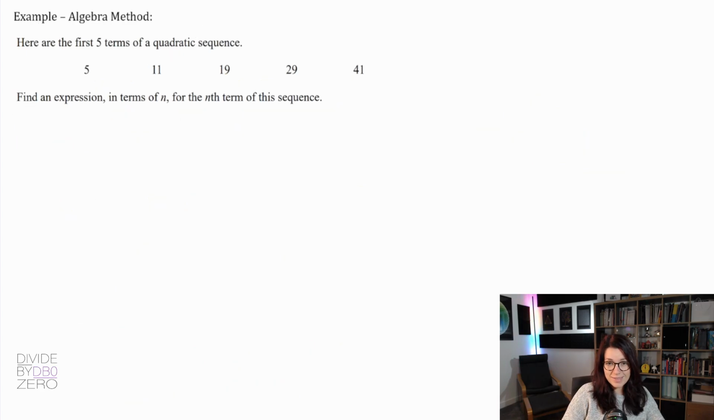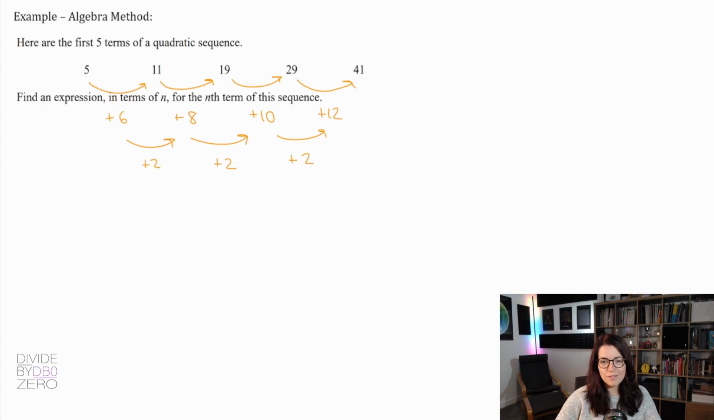Now I'm going to show you that same example, but using an algebra method instead. First step in this method is exactly the same. You have to find your first difference, your second difference. And for this method, we're going to make a note that the nth term is going to look like this: an squared plus bn plus c. And our job now is to find the values of a, b, and c.